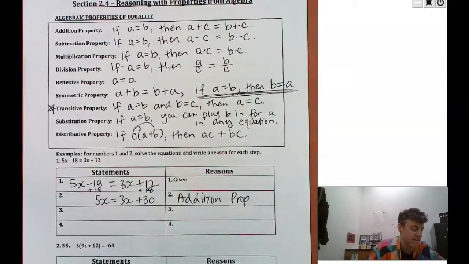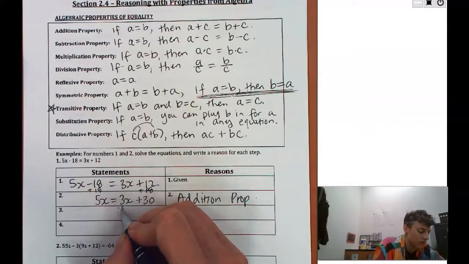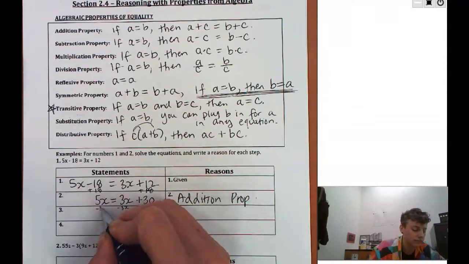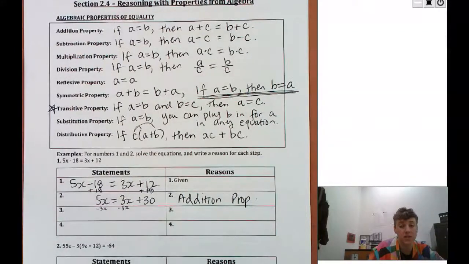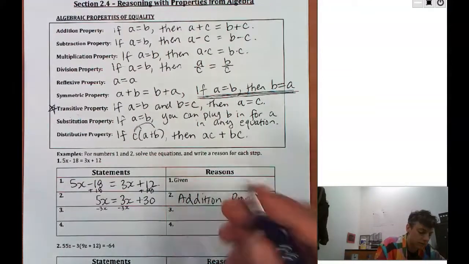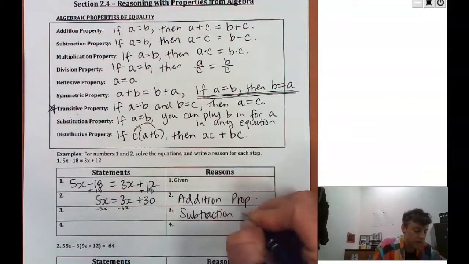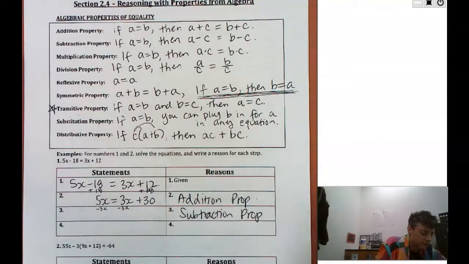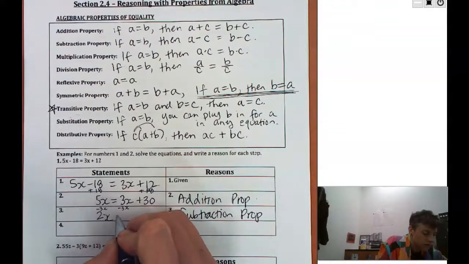Now let's get the x's together by subtracting 3x on both sides. Which property says we're allowed to subtract something on both sides of an equals sign? You're correct. It's the subtraction property. What do we get when we do that? We get 2x equals 30.